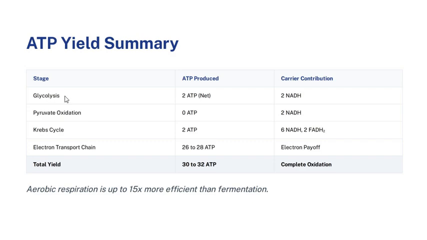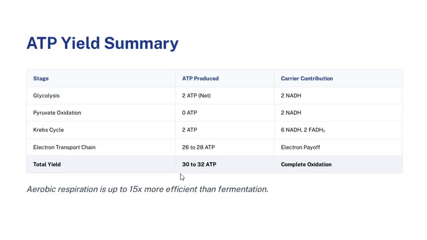So glycolysis will produce two ATP, and then it will also produce two NADHs. The pyruvic oxidation actually doesn't produce ATP. I think I misspoke, but it actually doesn't create ATP. But it also contributes two NADHs. And the Krebs cycle will actually also produce two ATPs. And it will also produce the electron carriers, the 6 NADHs and the 2 FADH2s.